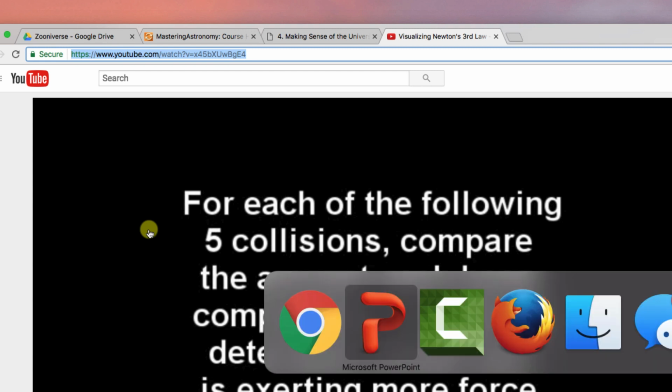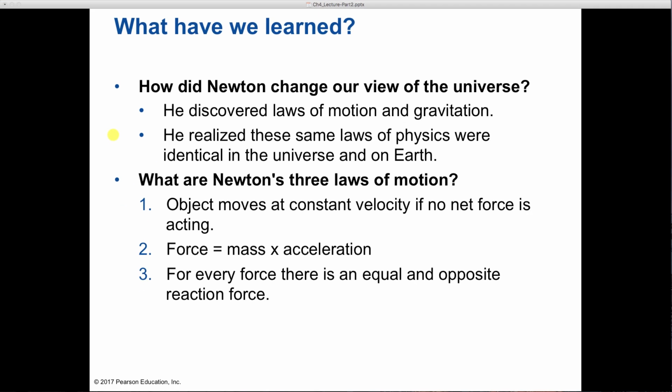So going back really quick, what we learned is about Newton. He discovered 3 laws of motion and a law of gravity. And he realized that these laws govern not just stuff that happens on the Earth, but stuff that happens throughout the universe, as far as he could tell. His 3 laws of motion are, first, the law of inertia: objects move at constant velocity as long as no net force is acting on them. Then the second law says that force is mass times acceleration, or more generally, the rate of change of momentum. And the third law is that for every force there's an equal but opposite force.